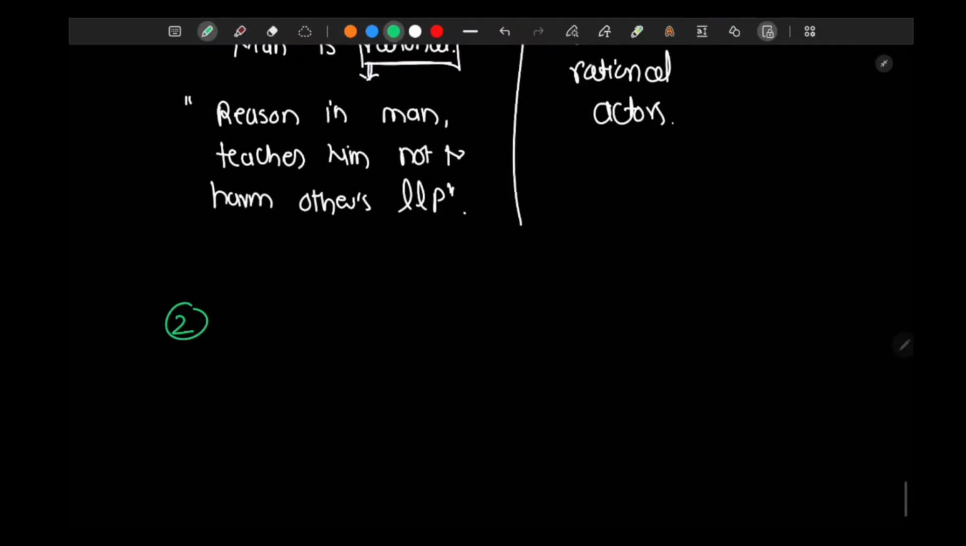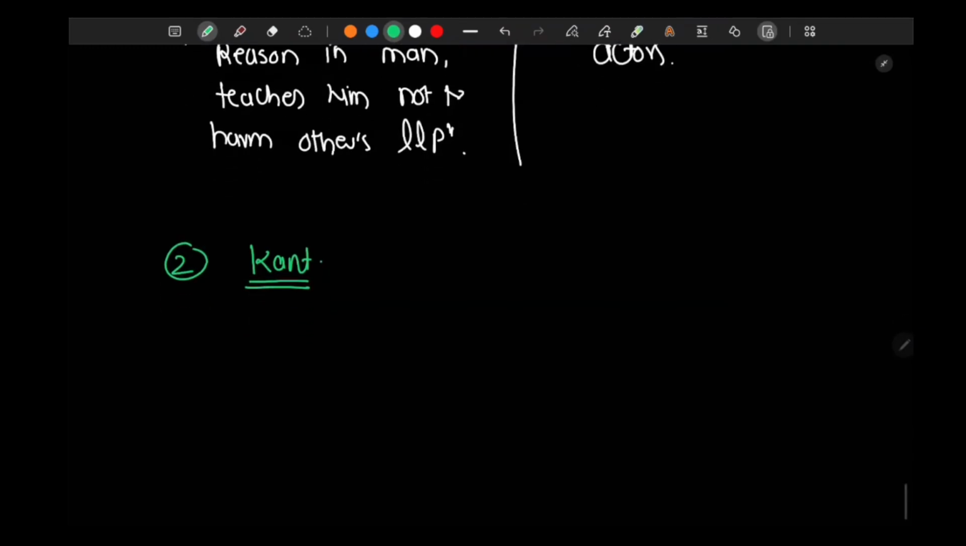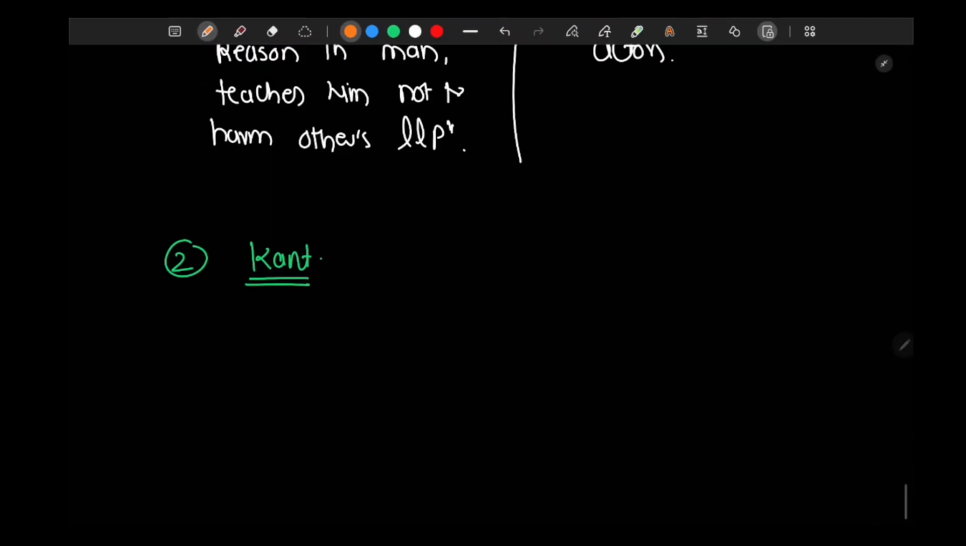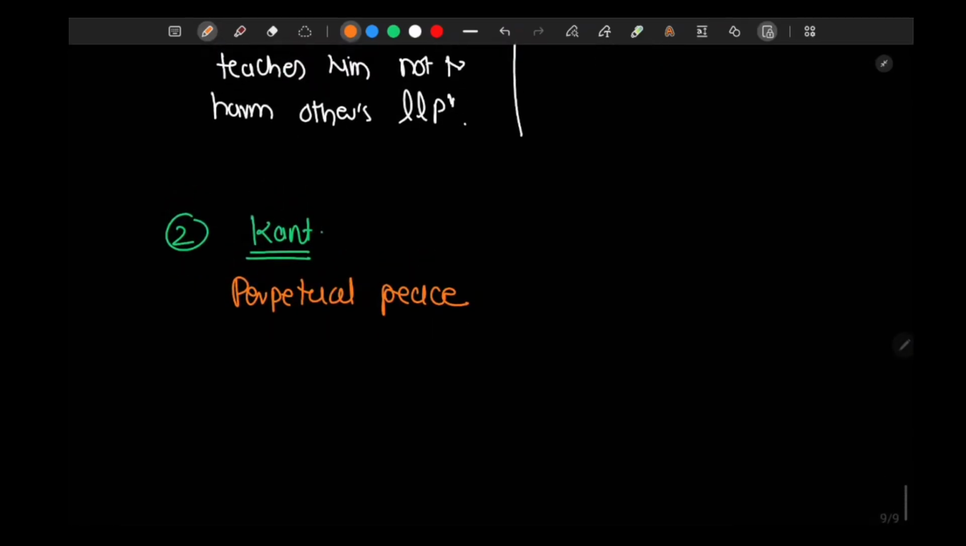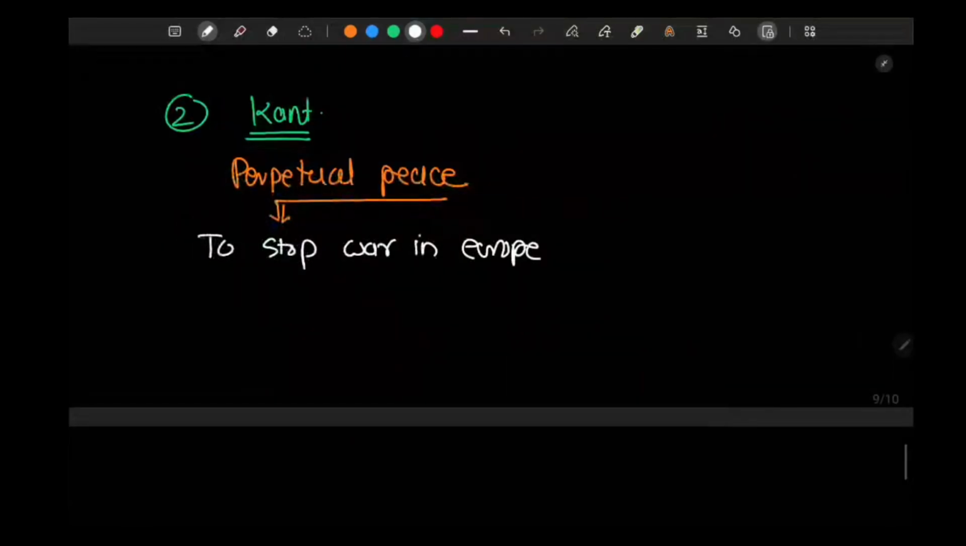The second influence is of Kant, Immanuel Kant. He wrote his pamphlet known as Perpetual Peace. He wrote Perpetual Peace to stop war in Europe. What are the two principles given by Kant in his pamphlet Perpetual Peace?